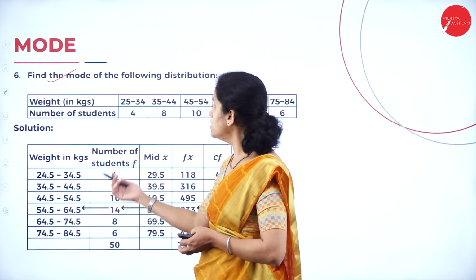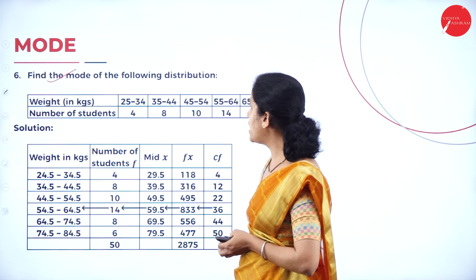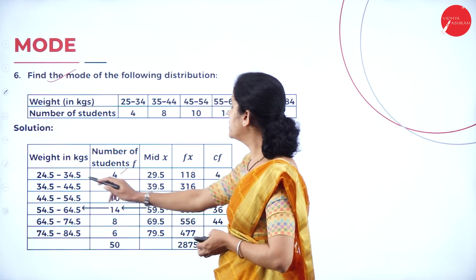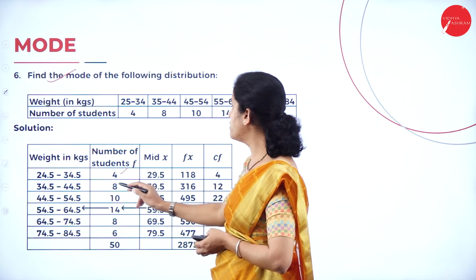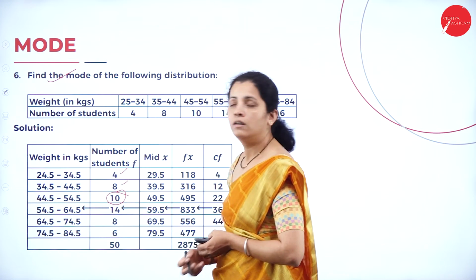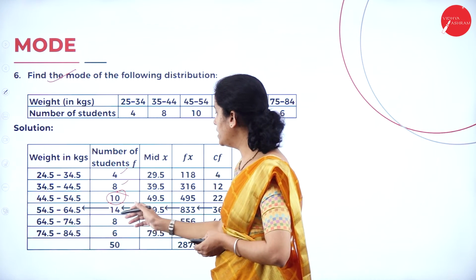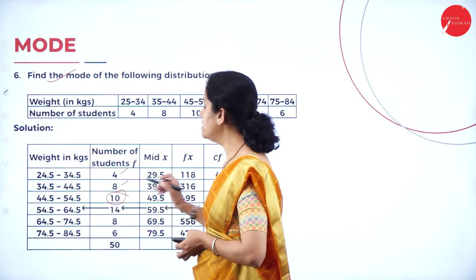Okay, fine. Now what I will do, see here, I'm going to construct the table, and how I'm going to take the values: 24.5 to 34.5, and the frequency is 4. Now if I consider 34.5 to 44.5, it is 8. Then 10, 14, 18 and so on.